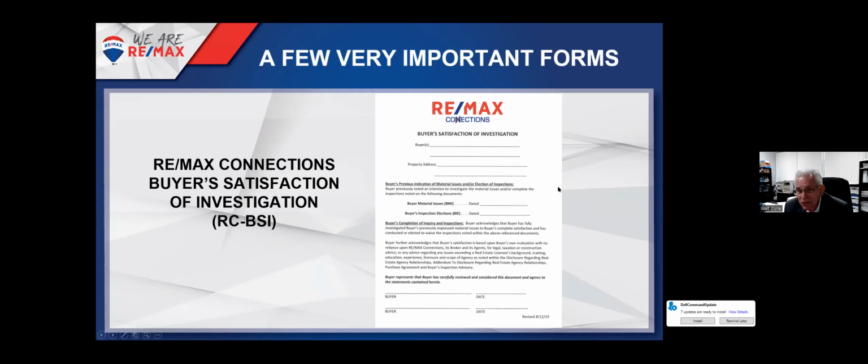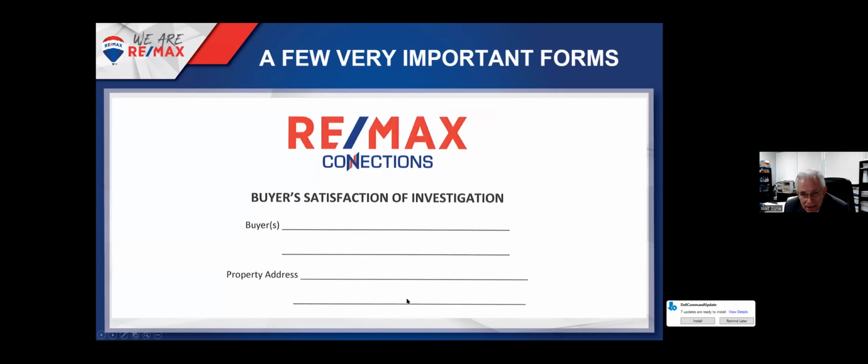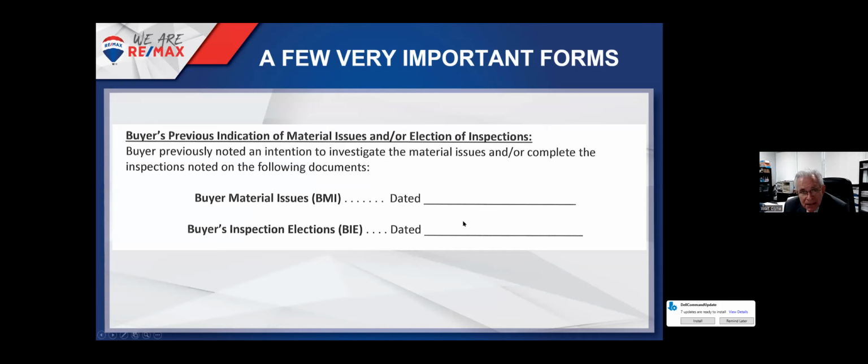You do not need the form if none is on the BMI, or whatever's on the BMI, you have documentation that has been investigated by the buyer. But absent that, then do this and identify the buyer and the property, and then the date of the BMI. When this was created, again, it was just created with the blessing of our attorney and an E&O company that we were with.